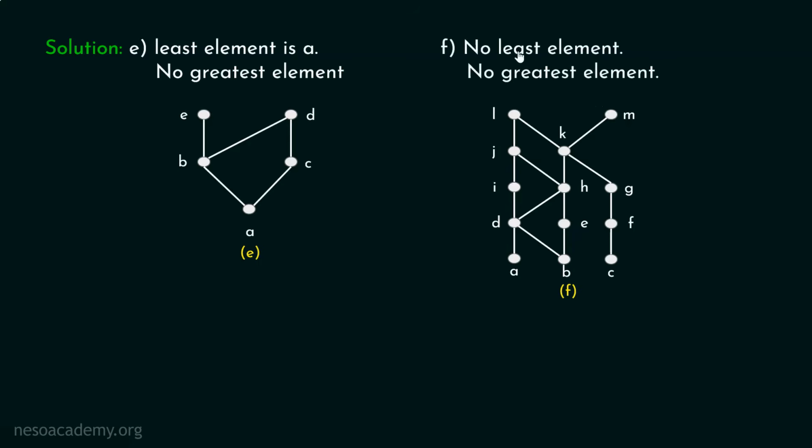There is no least element and there is no greatest element. Okay? I hope it is clear to you how to find the least element and the greatest element from the Hasse diagram, right? Now let's move on to example 2.